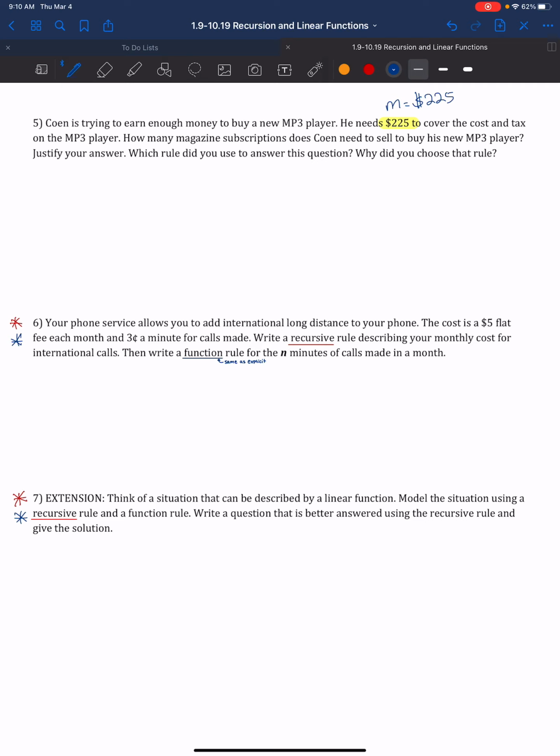So at the very beginning, I'm going to state what I know. I know that M is equal to $225. But I don't know how many subscriptions he sold, right? So again, I'm going to use the rule M is equal to $20 plus $1.50 for every subscription. And I'm just going to plug in 225 is equal to 20 plus 1.5 N. So I'm going to subtract 20 from 225. And so I'm going to get 205 is equal to 1.5 n, divided by 1.5.